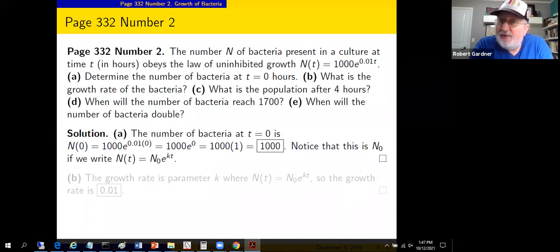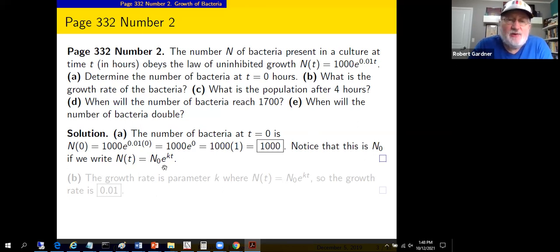The number of bacteria initially present is the number of bacteria present when t equals 0. We plug t equals 0 into the function, compute n of 0. That would be 1000 e to the 0.01 times 0. Replace the t with a 0. Gives us an exponent of 0. e to the 0 is 1. Anything to the 0 is 1, except for 0 itself. So we get 1000 out. And indeed, that's the coefficient that we have.